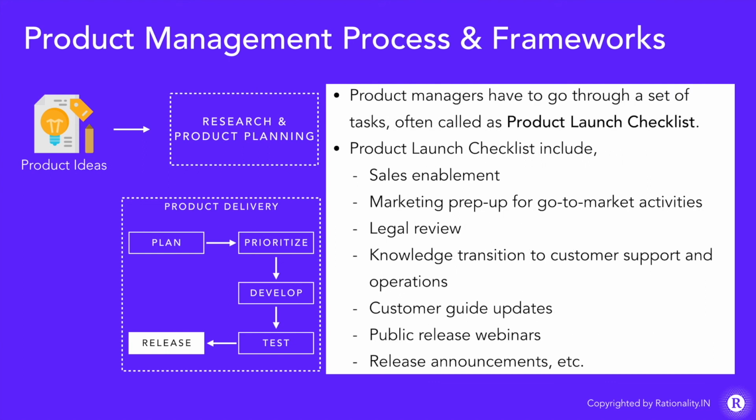Before announcing the general availability, product managers have to go through a set of tasks, often called the product launch checklist. This is to ensure organizational readiness prior to the product release. These tasks include sales enablement, marketing prep for go-to-market activities, legal review to update terms and conditions of the product, knowledge transition to customer support and operations to handle customer queries, customer guide updates to enable customers to get to know about the new feature that is going to be incorporated in the product, public release webinars to showcase the product features, and release announcements.